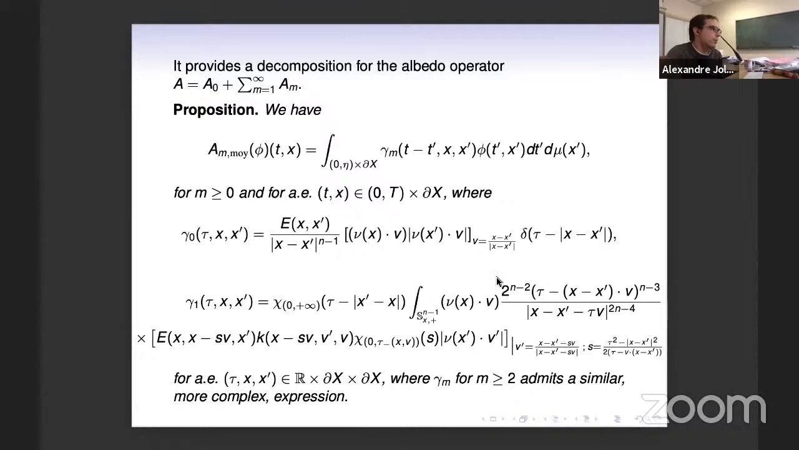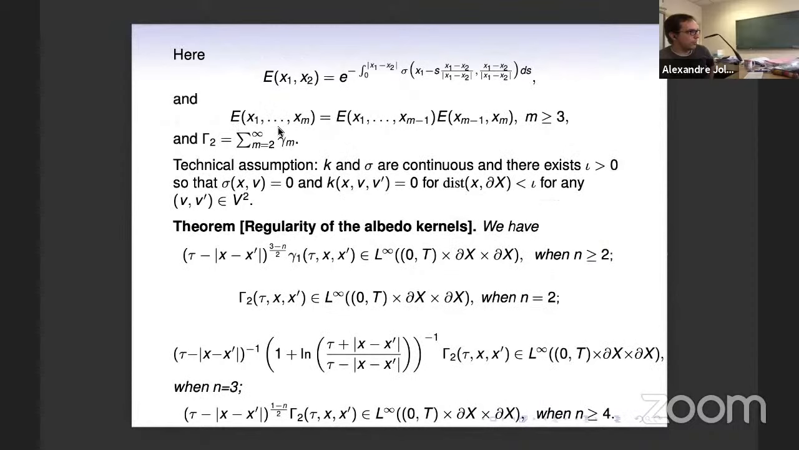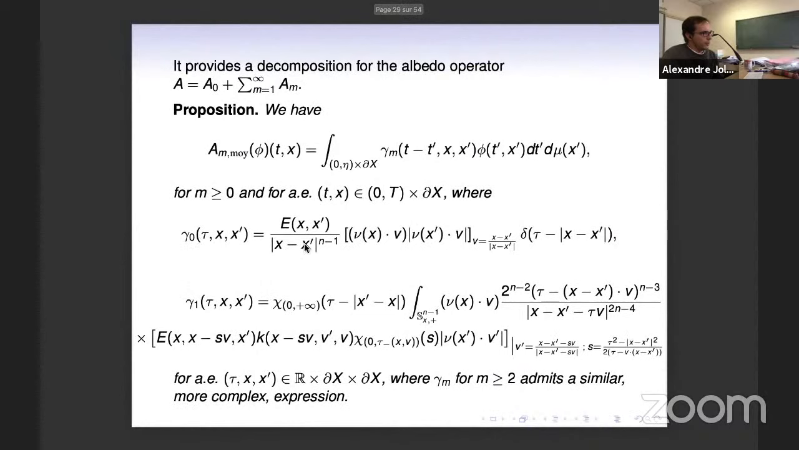Here, E(x, x prime) is again the exponential of minus the X-ray transform of sigma over the segment x x prime. It's a new notation that I will use. And here you have E(x, x minus s v, x prime). The formula for multiple points is defined inductively by this formula. The first term contains information about the X-ray transform of sigma again, gamma one contains information on the scattering kernel K, and all gamma M have a more complex expression.